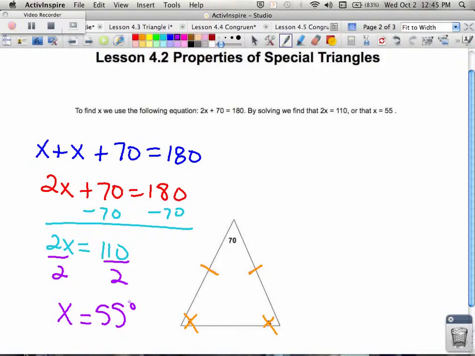So we use two concepts. The concept of the interior sum is 180, and the concept of an isosceles triangle has base angles congruent to solve for x.